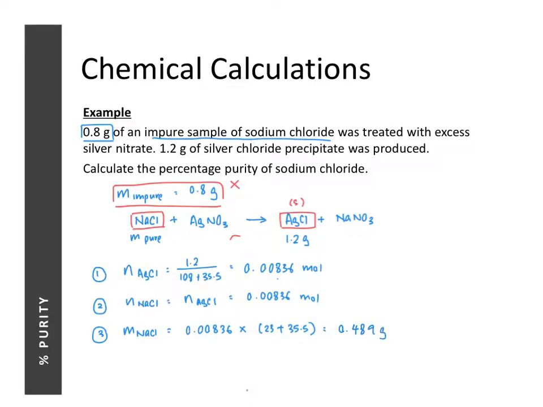Alright, now that we have found the mass of the pure and the mass of the impure is given in the question, what is left to be done is to find percentage purity, which is the mass of pure divided by the mass of impure multiplied by 100%.